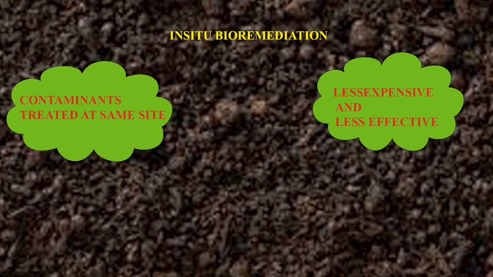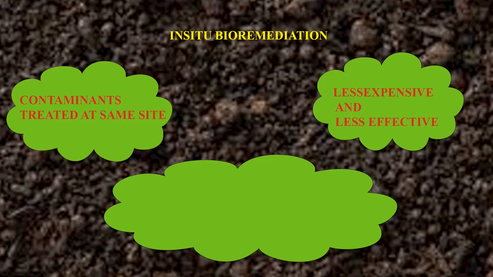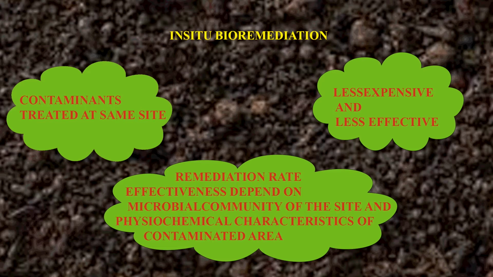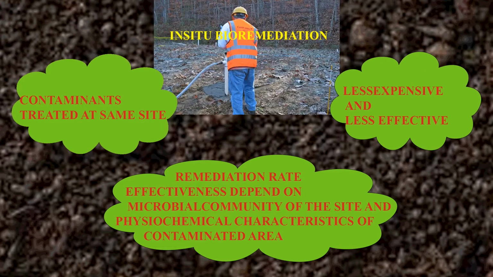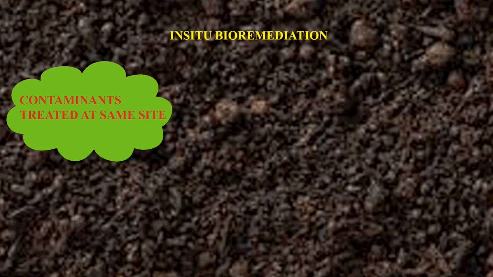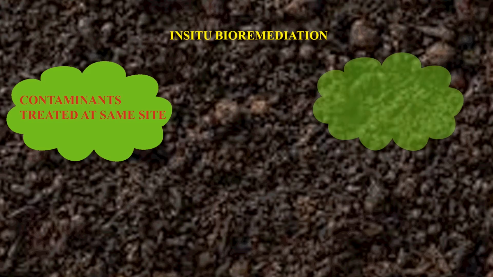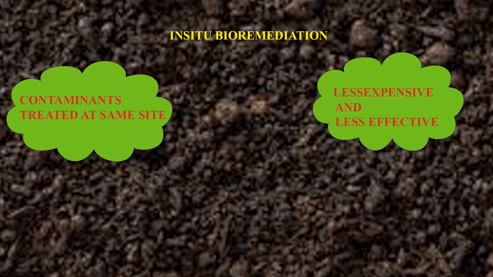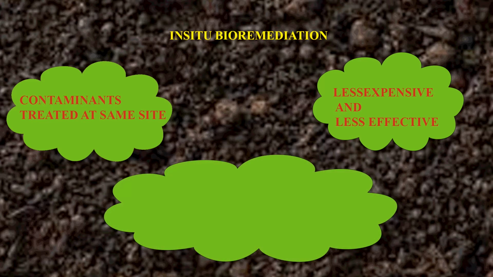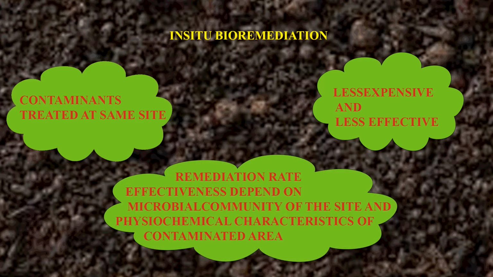The remediation rate and the effectiveness of the process depend on the type of contaminant concerned, site-specific characteristics, contaminant distribution and concentration, concentration of other contaminants, microbial community of the site, temperature, pH of the medium, moisture content, and nutrient supply. Examples of in situ bioremediation include biostimulation, biosparging, bioventing, and bioaugmentation.